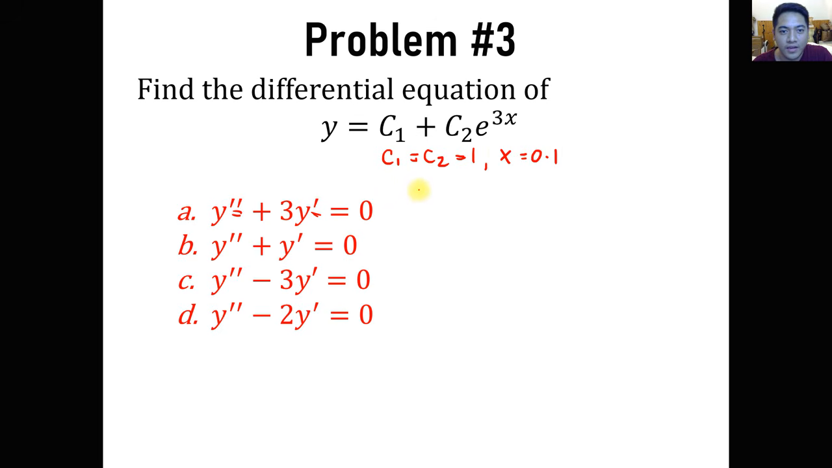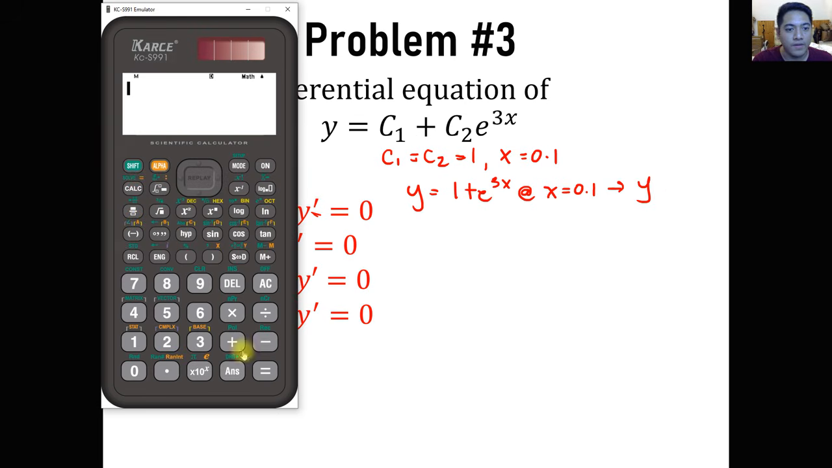So first, in our calculator, we're going to solve the y. We have 1 plus e raised to 3x, at x equals 0.1. Then we're going to shift store this in y. So let's do that. If we do that, we have 1 plus alpha e, raised to 3x alpha x. Calc for 0.1, that would be shift stored into y.